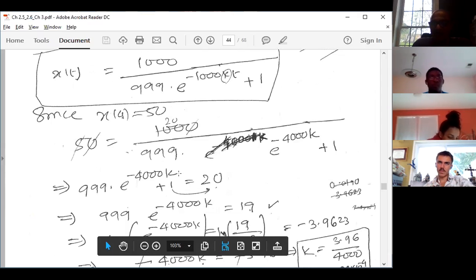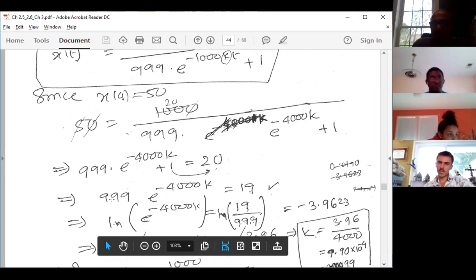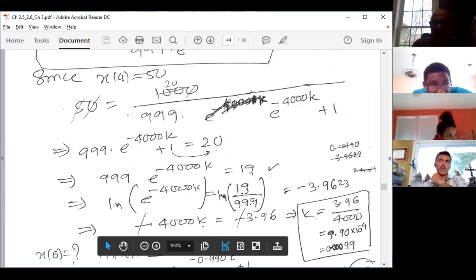Now make sure we are looking for k. So now I have 19 over here. Let me divide by 999. If I divide by 999, I'm going to get e to the power negative 4000 k equal to 19 over 999. And I want to remove this e, because I'm looking for k.